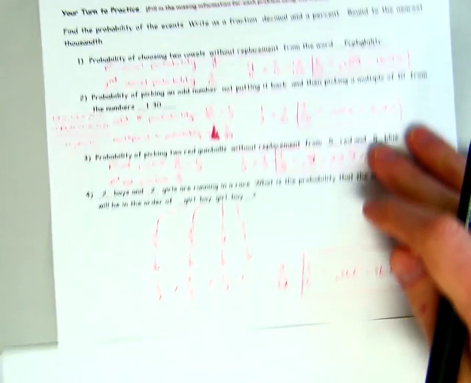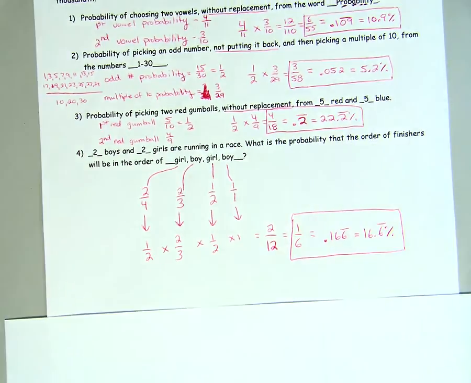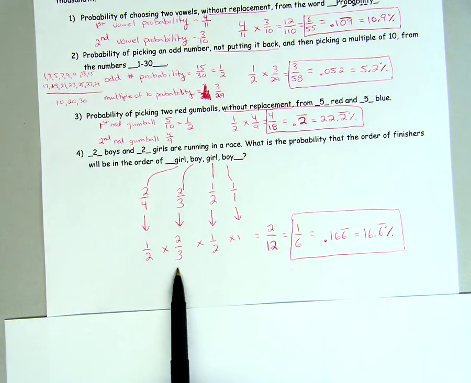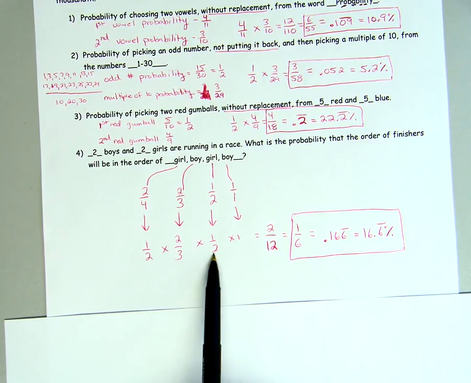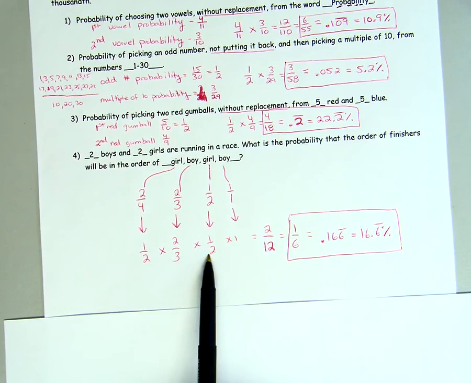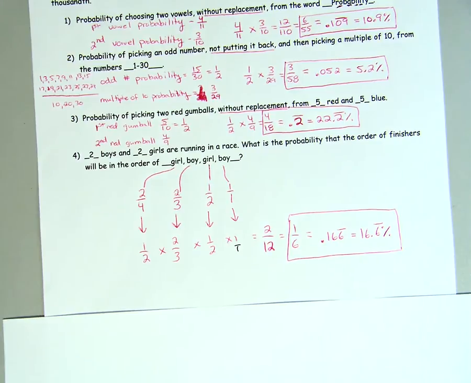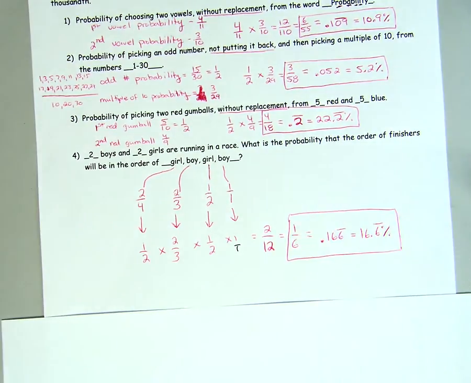And then I get to my last one. 2 boys and 2 girls are running in a race. What is the probability that the order of finishers will be girl, boy, girl, boy? I said to get a girl, it's 2 out of 4. Now there's 1 less student. So to get a boy, 2 out of the 3 of them are boys. Now there's 1 less student for the third place person. There's only 2 left. 1 out of the 2 is a girl. And then finally the boy is 1 out of 1. Multiply it across and we get 2/12, equal to 1/6, or 16.6% repeating.